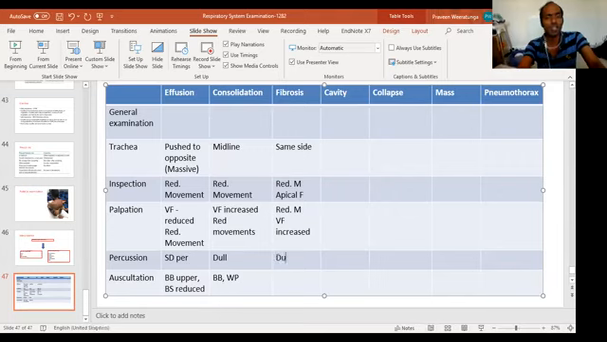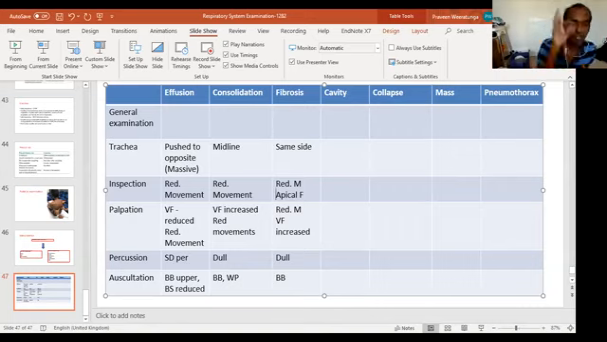Percussion, it's solid, so dull, but not stony dull. And again, bronchial breathing, because this alveolar filter is destroyed, the alveoli are destroyed in a fibrosis area, therefore you get bronchial breathing. So fibrosis: trachea deviated to the same side, reduced movements, apical flattening on inspection, increased vocal fremitus, dull percussion, bronchial breathing.